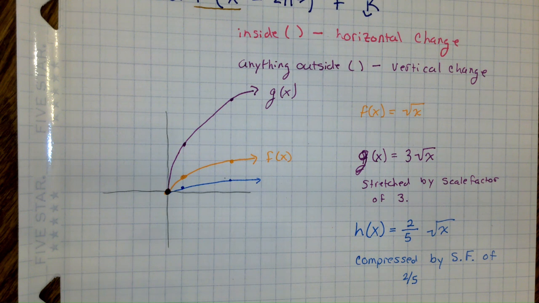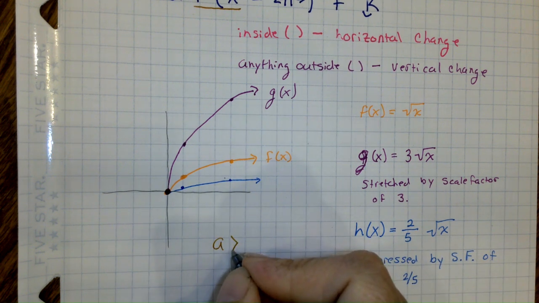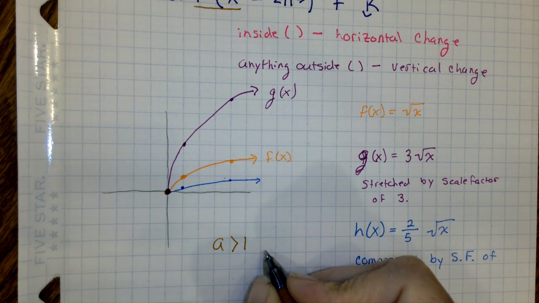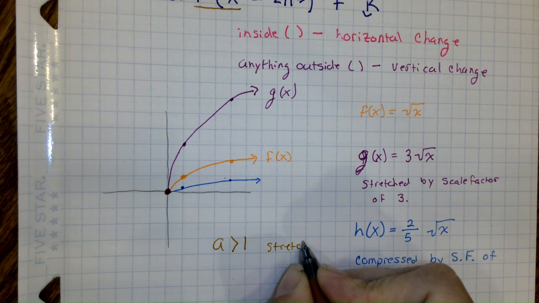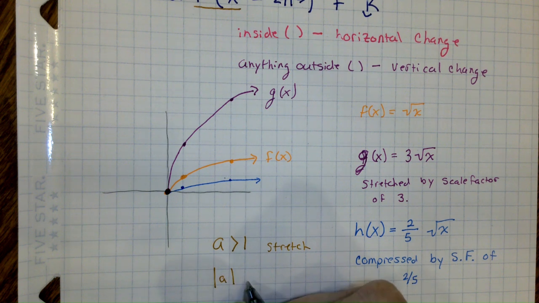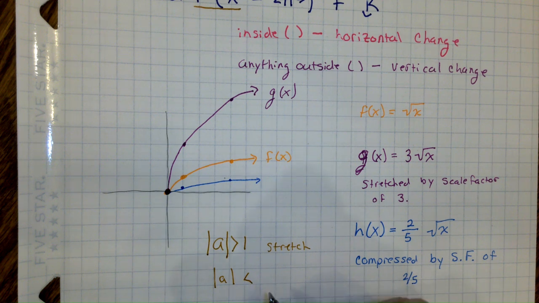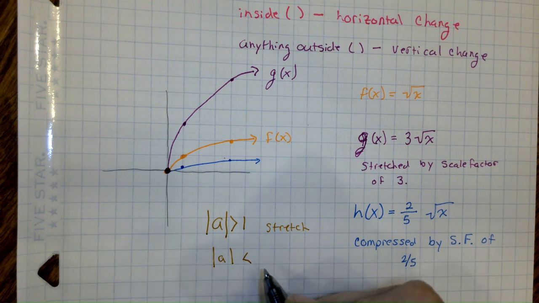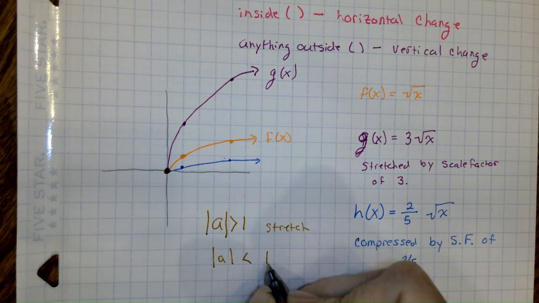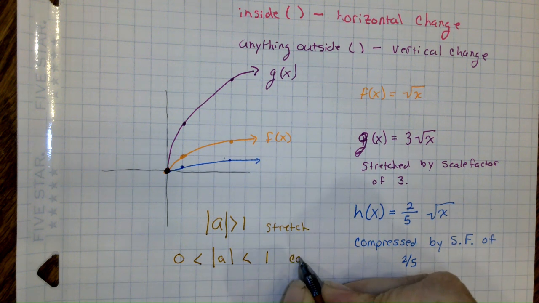So we can summarize this as: if our A value is greater than 1, it will stretch. If the absolute value of our A technically is less than 1, technically it's on both of those. The absolute value, meaning make it positive, distance from 0. If the absolute value is less than 1, but bigger than 0, it will compress.